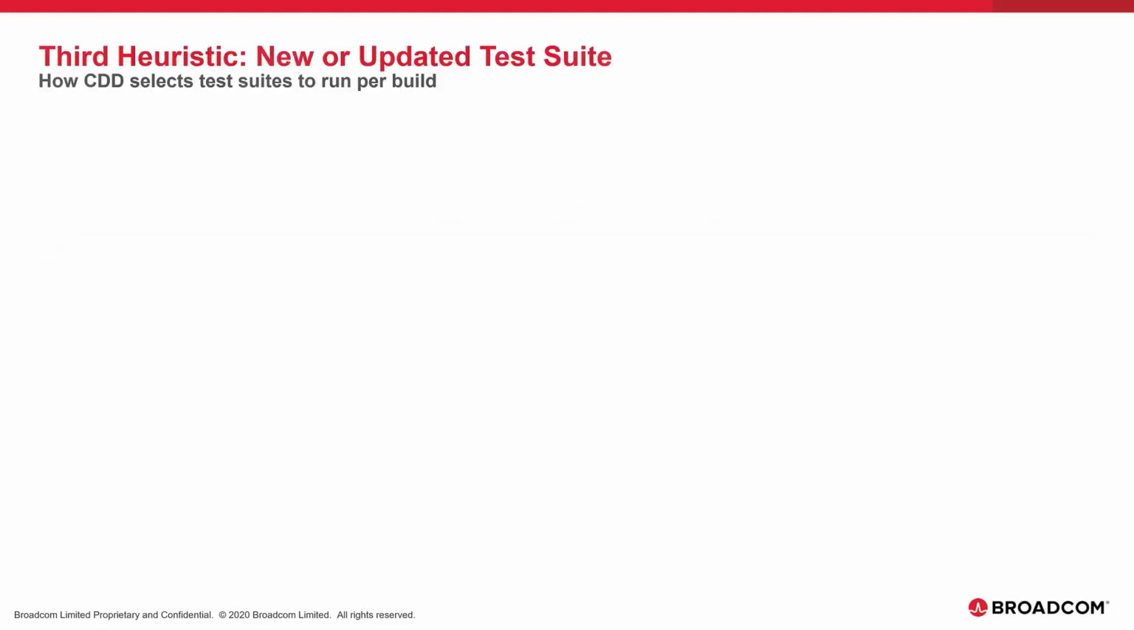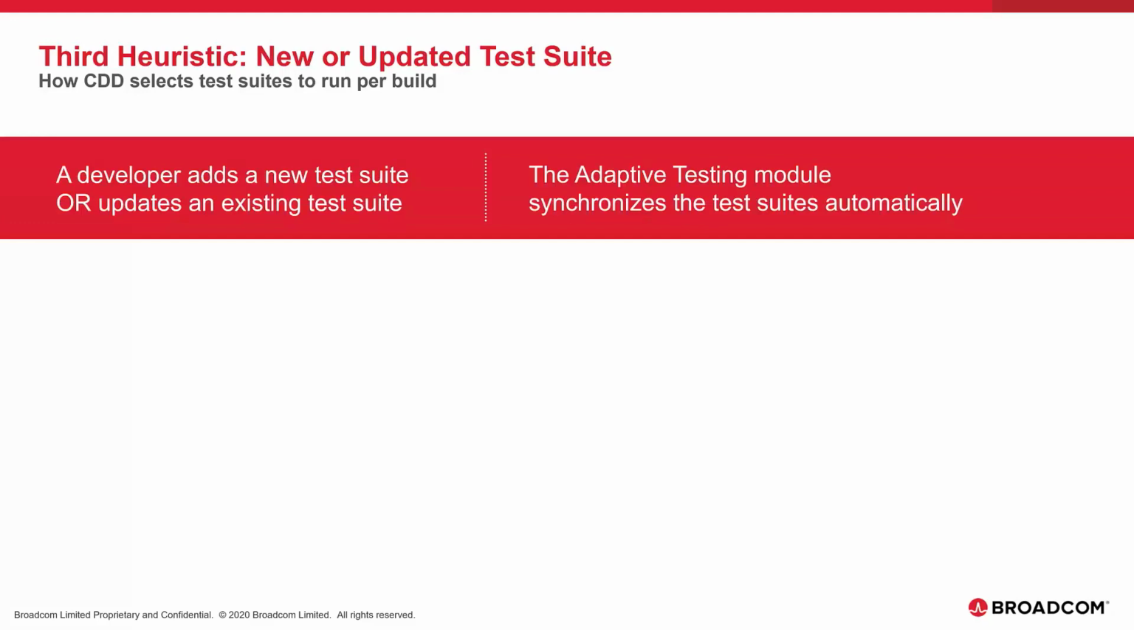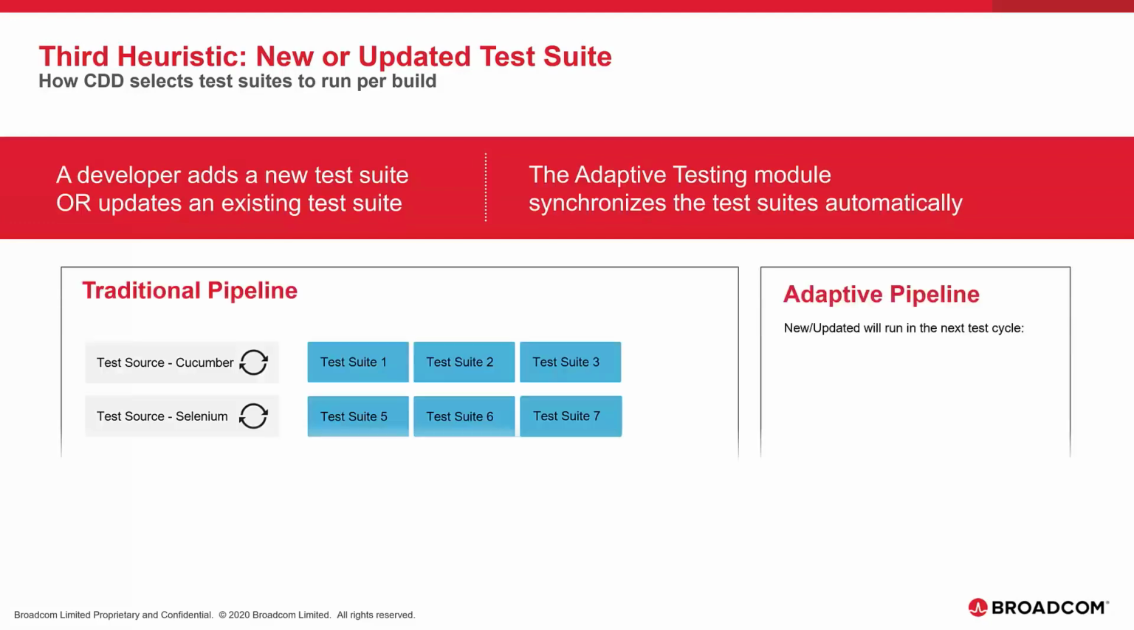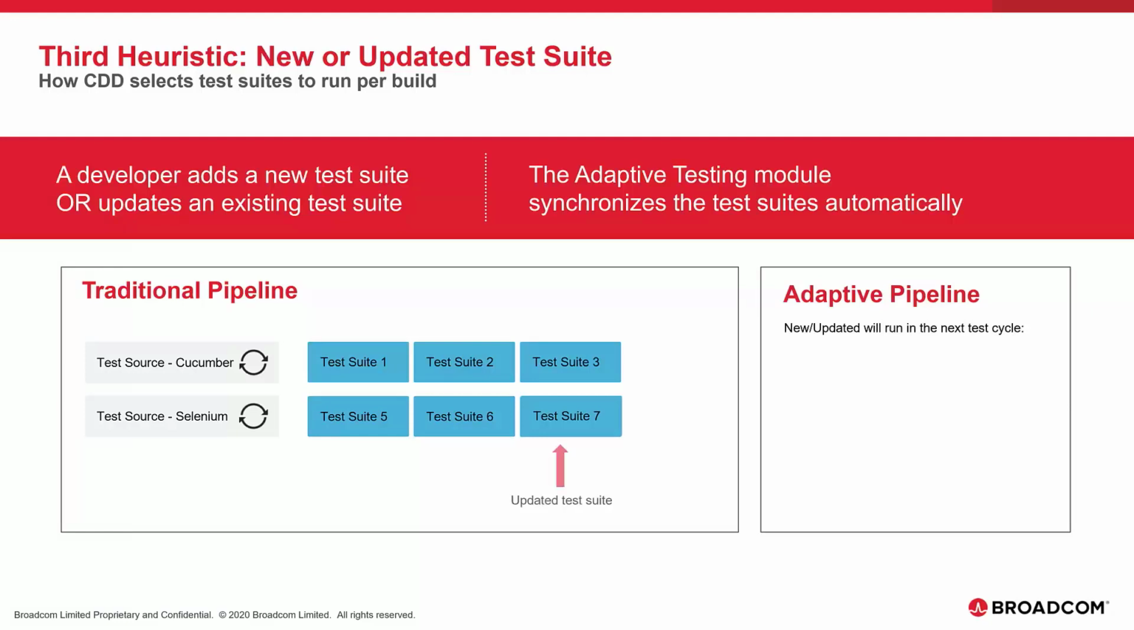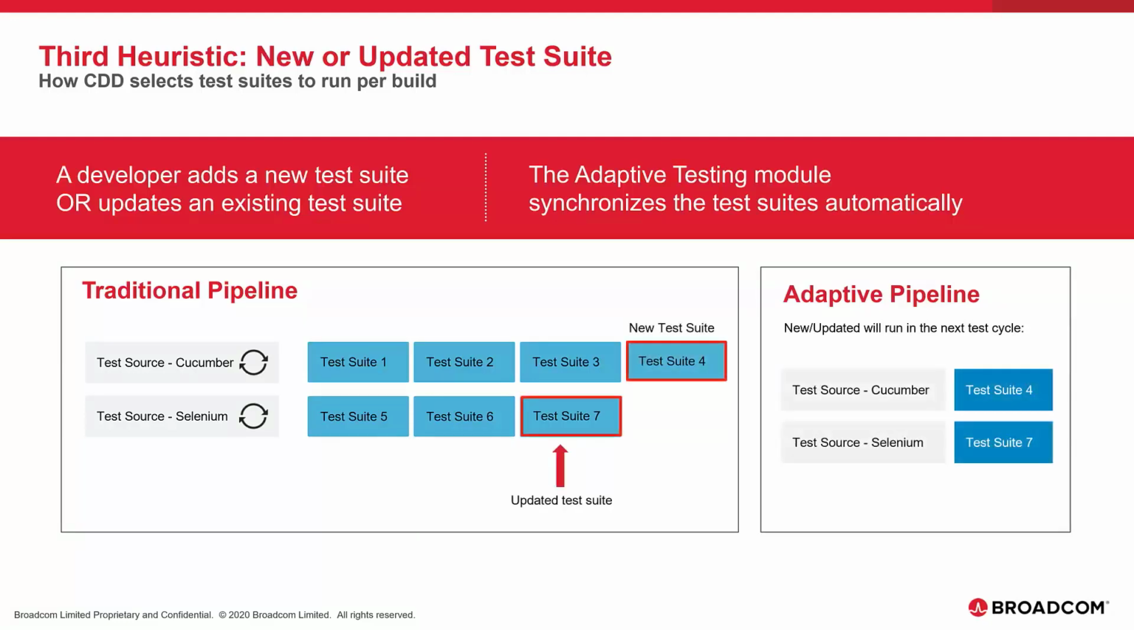The third heuristic relates to new or updated test suites. Anytime a developer adds or updates a test, the adaptive testing module automatically flags those tests to be run in the next cycle. The assumption is that a new test or even an entire test suite is added to cover changes in the code, and those tests need to be run in the next test execution. Running these tests also facilitates the mapping that we talked about in the first heuristic, so that those tests can be identified as relevant or not in subsequent executions.